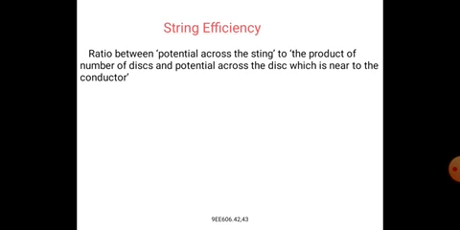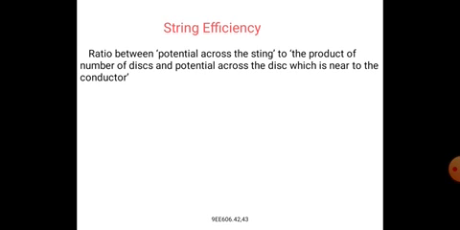String efficiency is the ratio between the potential across the string to the product of the number of discs and the potential across the disc which is near to the conductor. The disc near to the conductor has the maximum voltage. So the more conductors there are, the larger the voltage near the conductor. E1 is for one conductor; for a tower having three conductors, the maximum voltage will be E3.